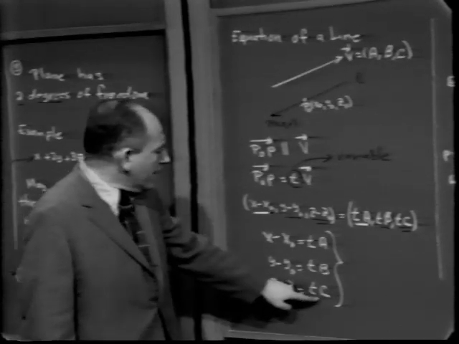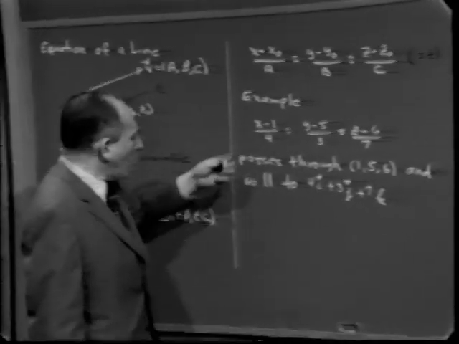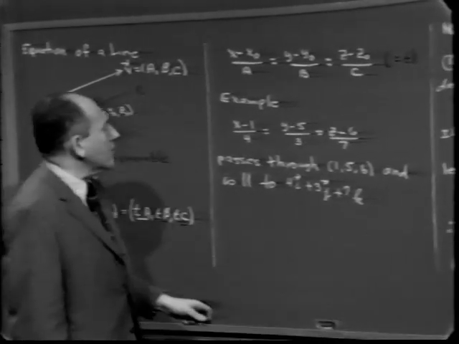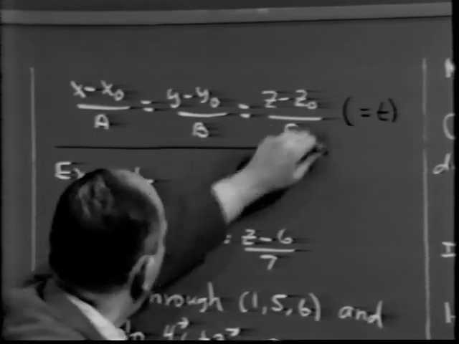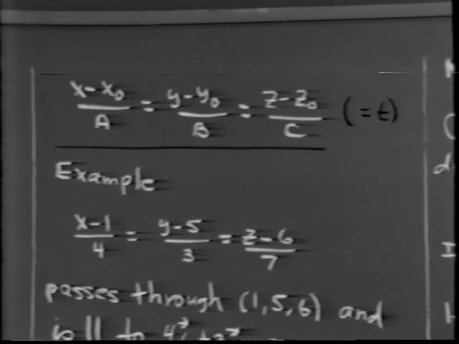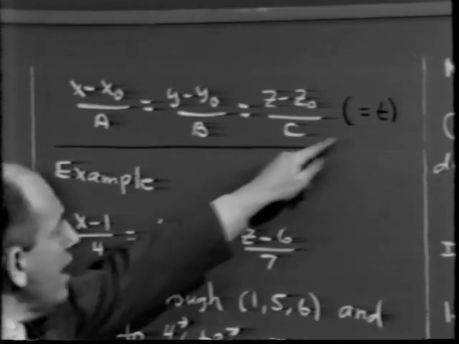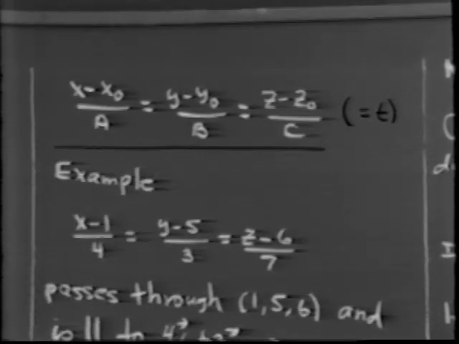But at any rate, if we now go from here to see what that says, we now wind up with the standard equation of the straight line. Namely, if you have x minus x0 over a equals y minus y0 over b equals z minus z0 over c equals some constant t, that particular form is called the standard equation for a straight line.